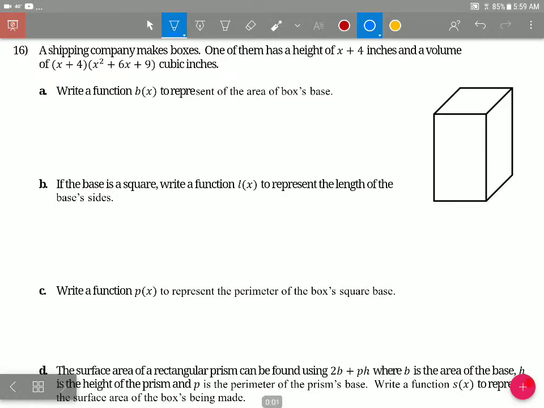Okay, math fans, you made it to the last page. A shipping company makes boxes. One of them has a height of x plus 4 inches and a volume of (x plus 4) times (x squared plus 6x plus 9) cubic inches.